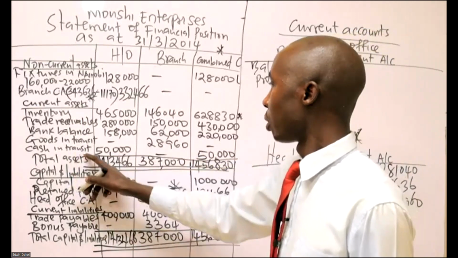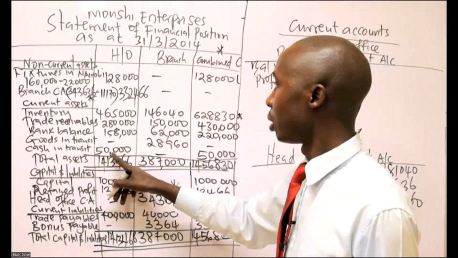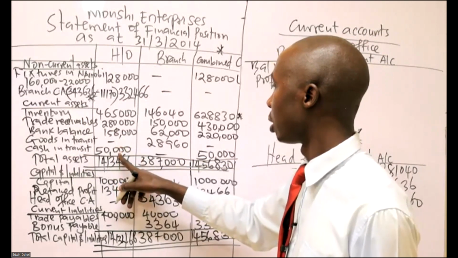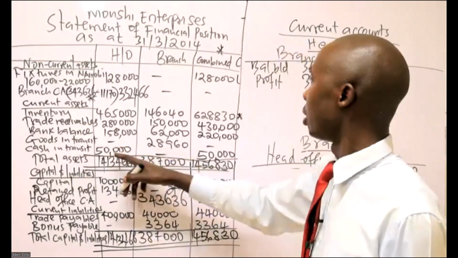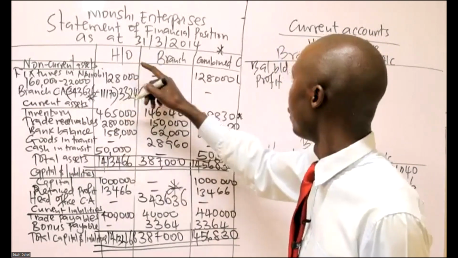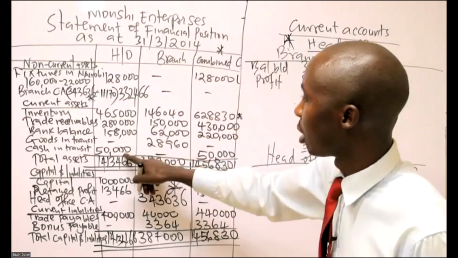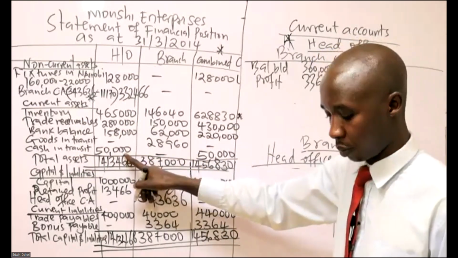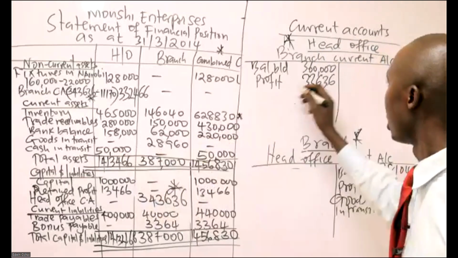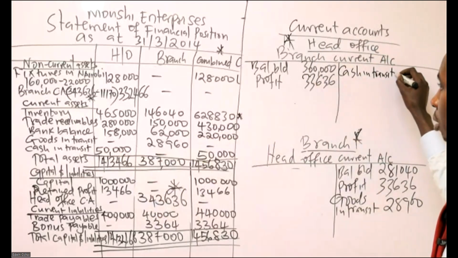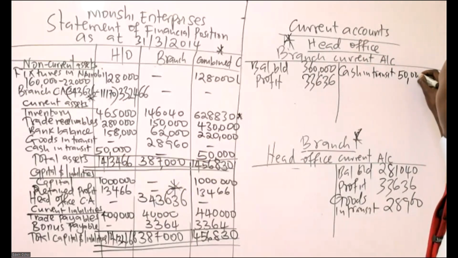28,960. Cash in transit was heading to the head office. We increased our cash; we debited cash. So this one was heading to the head office. So head office maintains which account? Branch current account. So it means that it increased our cash by debiting. What am I supposed to do here? Credits. That's all. Give me the balance, carry down.